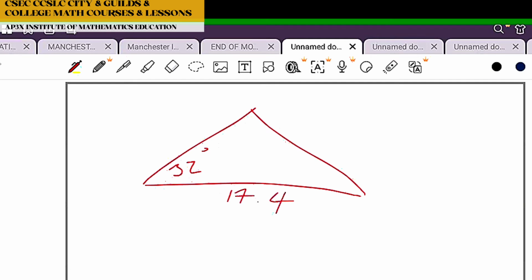I'm going to put 32 degrees, guys. That's 32 degrees. I'm going to put 28 degrees right here. And I'm going to put 5.3 centimeters here. So go ahead, guys, and find the area of the triangle that you're looking at. Find the area of that triangle. Go ahead.